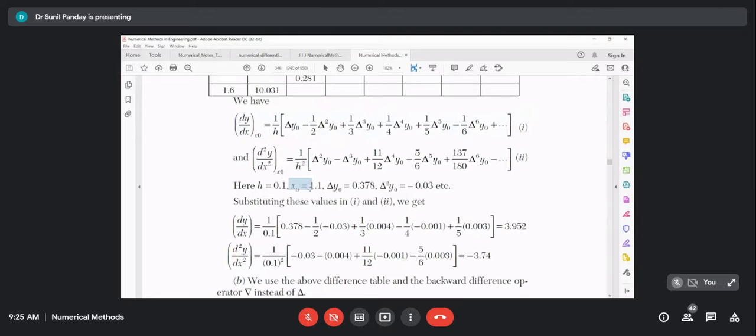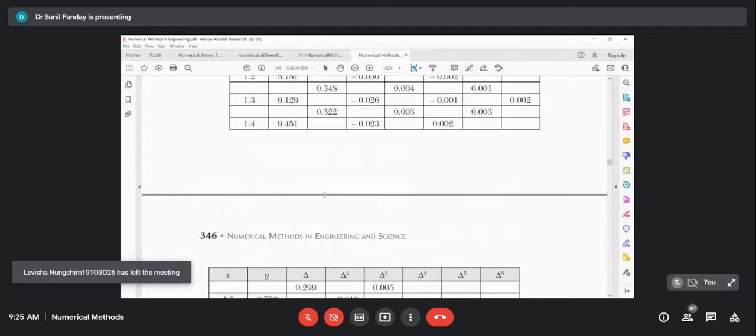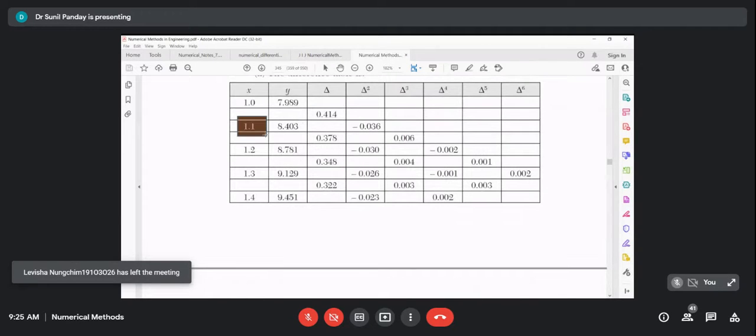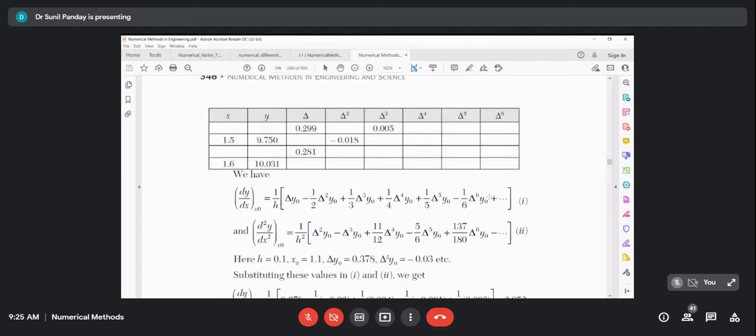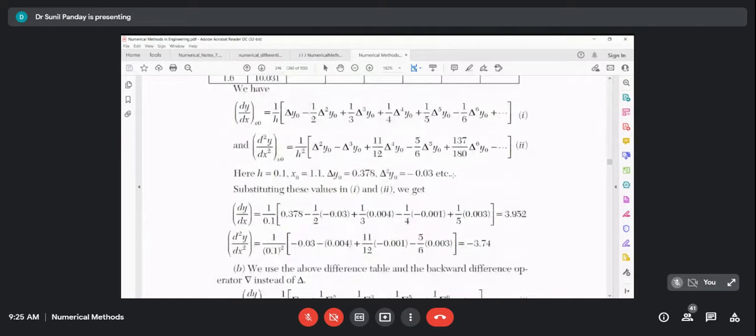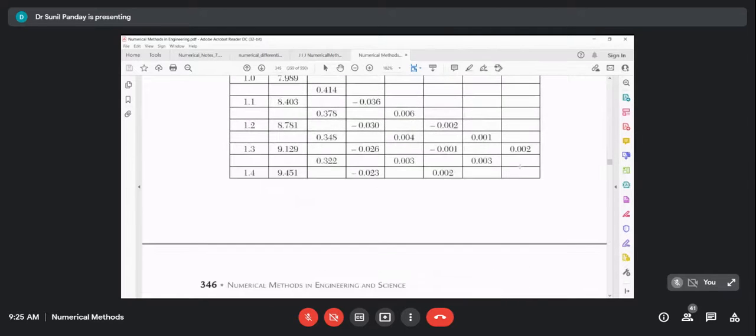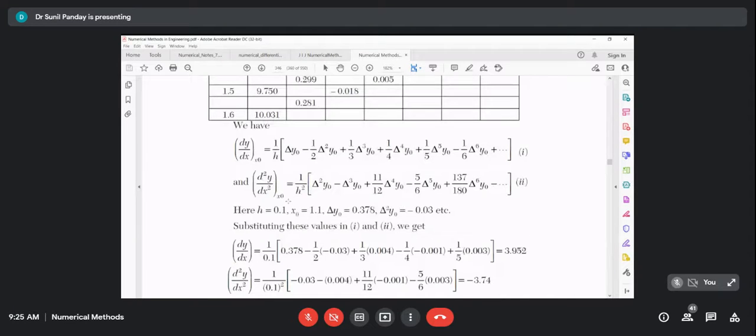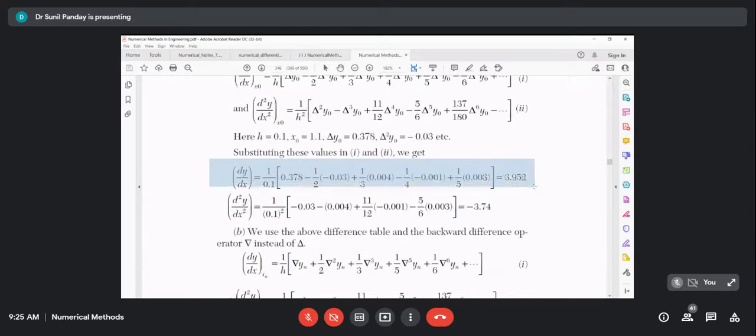So if this is the x naught, the table interpretation is changed. This is x naught, this is y naught, this is delta y naught, this is delta 2 y naught, delta 3 y naught, delta 4 y naught, and delta 5 y naught. So you substitute all these values, because delta 6 y naught does not exist, or we take it as 0, and then they have evaluated this.